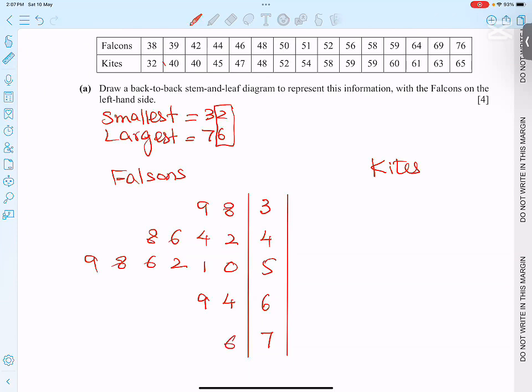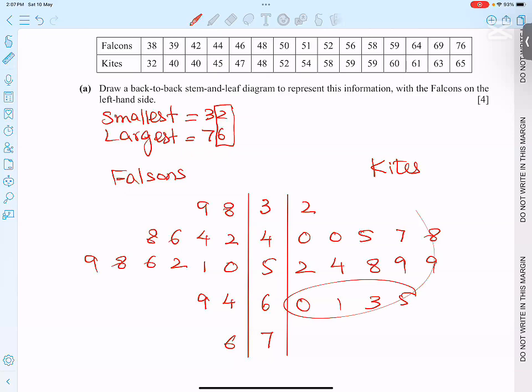Now kites, 30s. We have 1 value, which is 32, I'm writing it down here. Some values are in the 40s. So 0, 0, 5, 7 and 8. Now in the 50s, there are 5 values: 52, 54, 58, 59, and 59. And there are 3 values in the 60s, 0, 1, and 3. And 4 values, sorry. And no value in the 70s.